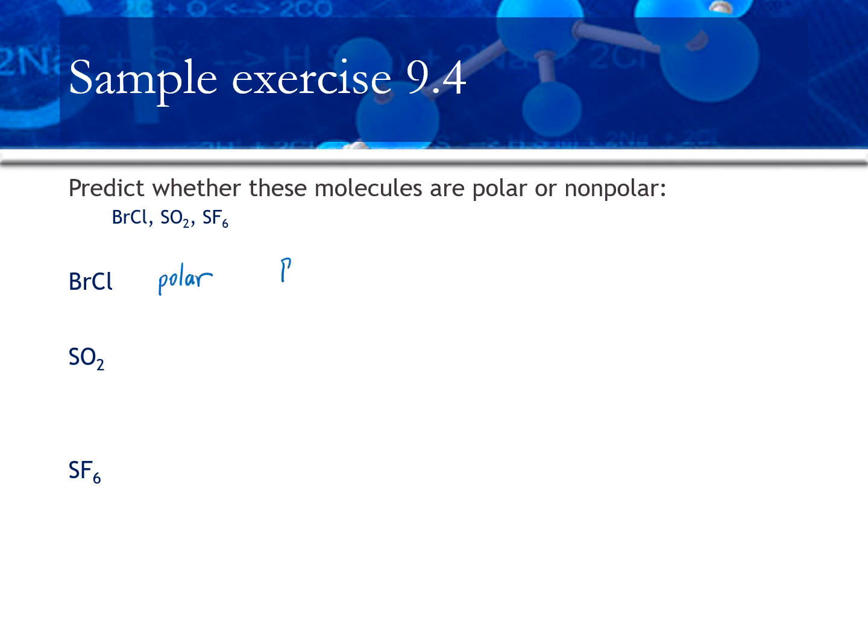In fact, if you were to draw it, I won't draw all of the electrons, so this is not a complete Lewis structure. Nonetheless, the dipole would point from the bromine to the chlorine because the chlorine is more electronegative.